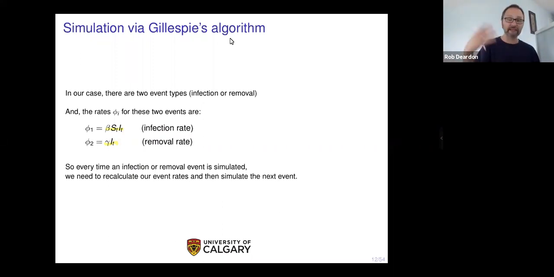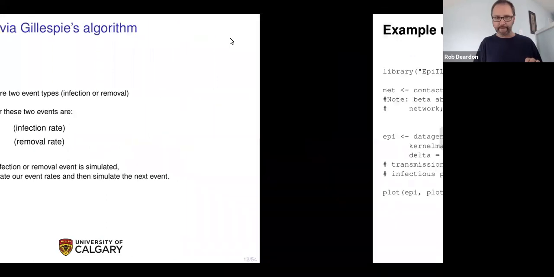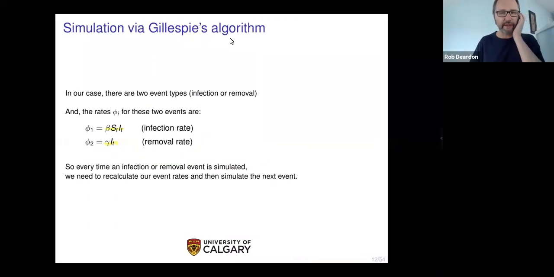It's a really simple algorithm, and it's reasonably efficient. If you have lots and lots of different types of events, more than just two, there are more efficient versions of the Gillespie algorithm out there as well. That's probably a good time to ask if there are any questions.